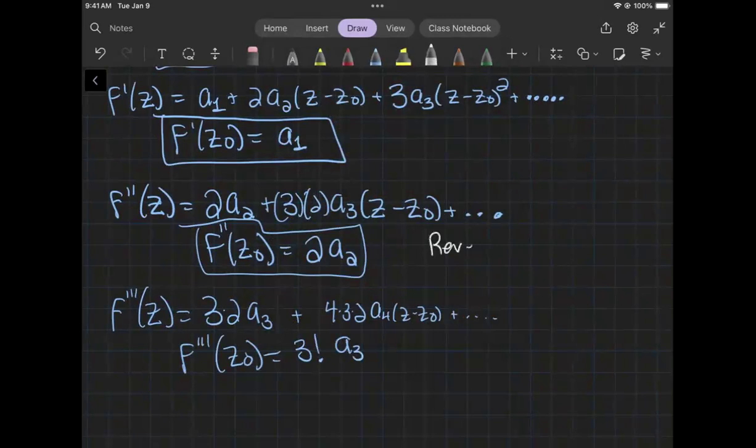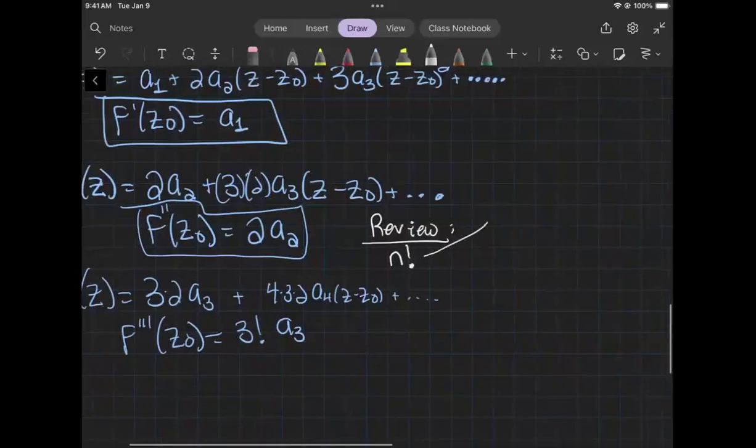A bit of a review about factorials. If I say n factorial, this is not an exaggerated n, it's pronounced n factorial.